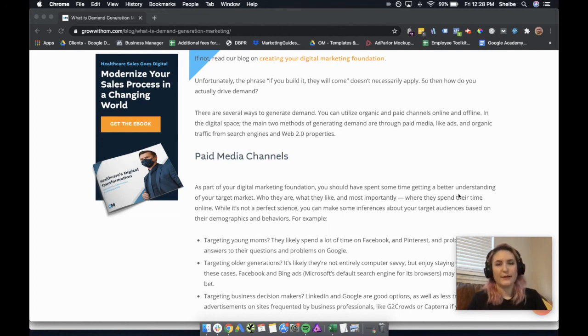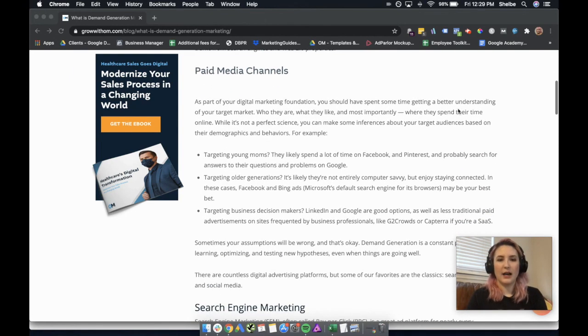So the way that we do this here, after we've got our foundation set up, we've identified a few target keywords, some of our audience, we go ahead and we utilize paid channels online, sometimes offline, but because we are primarily a digital marketing agency, we don't do too much of that traditional offline marketing on our side. So the two main methods of generating demand online are through paid media, as well as online organic traffic from search engines and Web 2.0 properties. So diving right into the paid media channel.